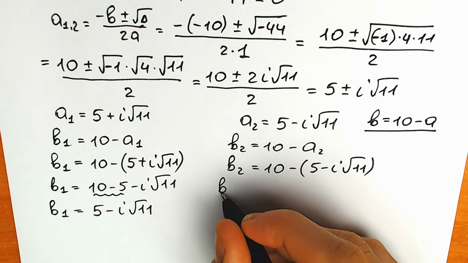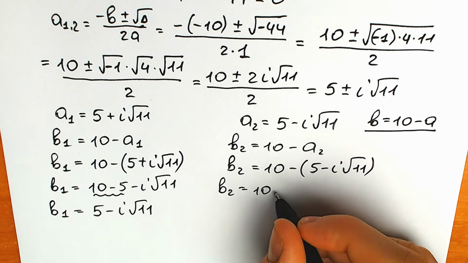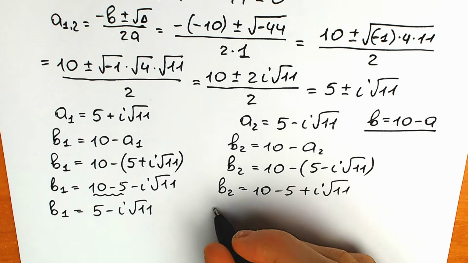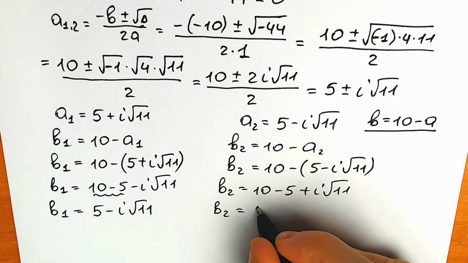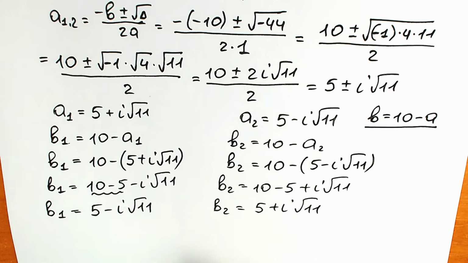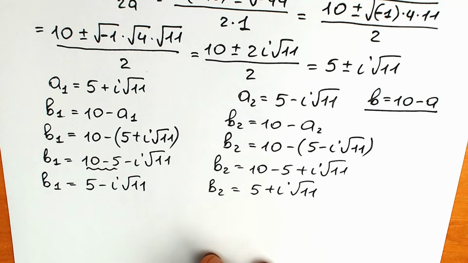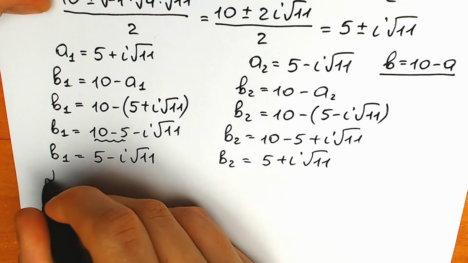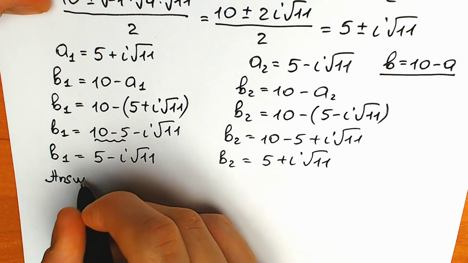And b second equals 10 minus 5 plus i square root of 11. So b second equals 5 plus i square root of 11. So the same thing right here. So as a result, we can write our two absolutely symmetrical pairs. So let's do it. I'm going to write it as an answer, and then we will check it.